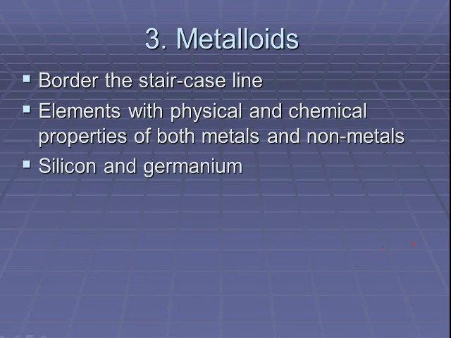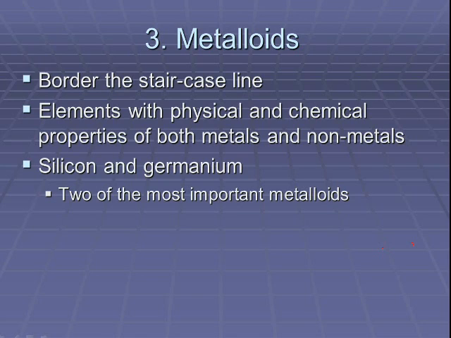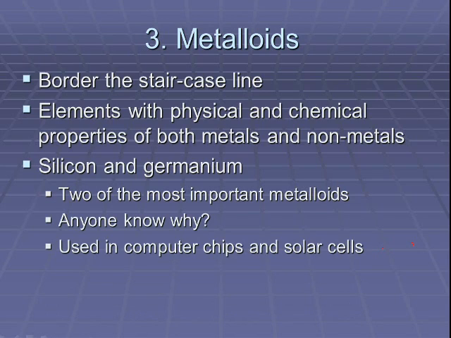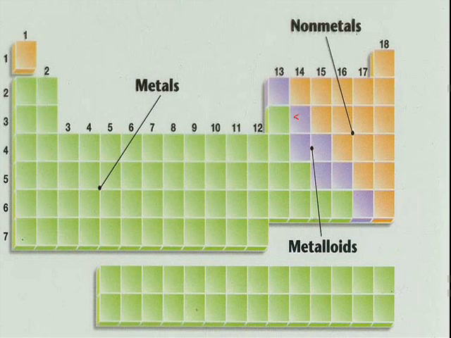For example, silicon and germanium. Now these are extremely important if you've heard of the Silicon Valley. Silicon Valley in Northern California, that is the hub of all computer activity. And why is it called the Silicon Valley? Because silicon is the basis of computer chips. Now germanium, anyone know why? Well, no one's answering, so I will just tell you, it's used in computer chips and solar cells. So germanium used in solar cells. This is silicon, germanium, just a few of these important metalloids.